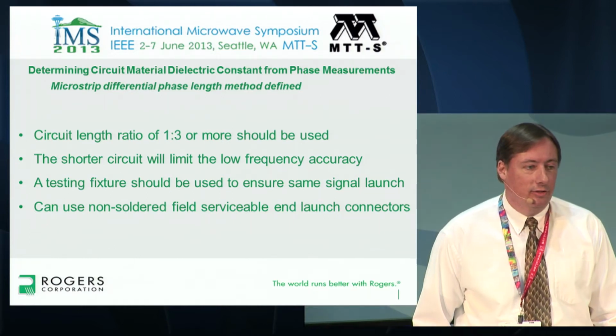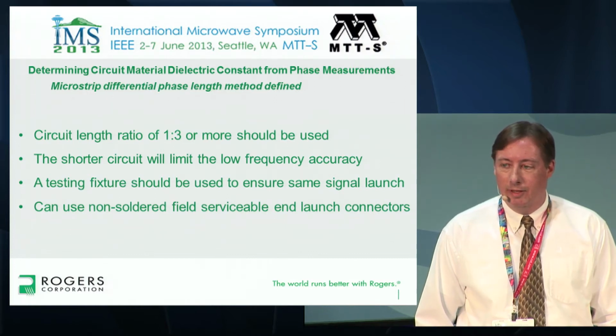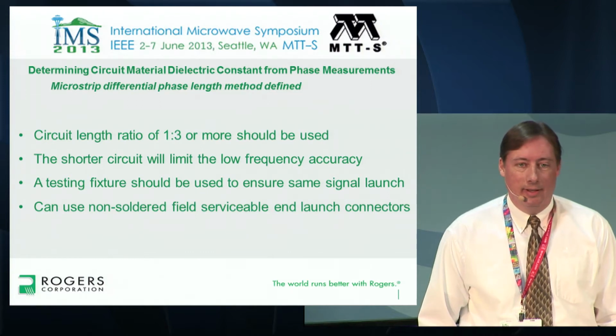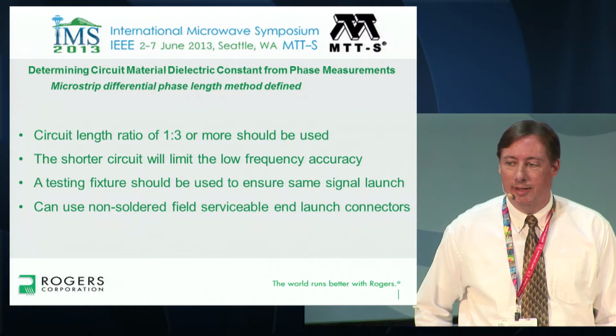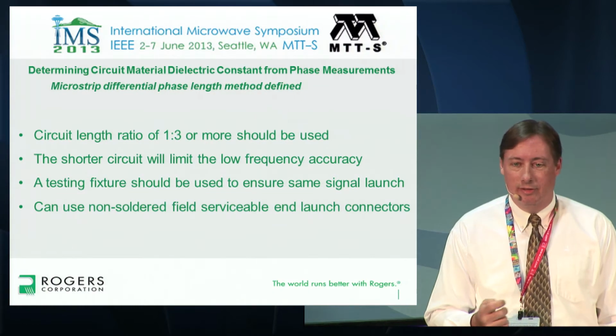The good way to test these circuits is really with a fixture, and there are multiple different kinds of fixtures out there that could be used. And the reason why you want to use a fixture is because you're trying to make sure that besides these circuits being exactly the same except length, the signal launch is also exactly the same.